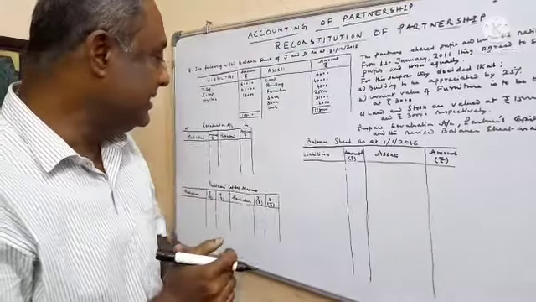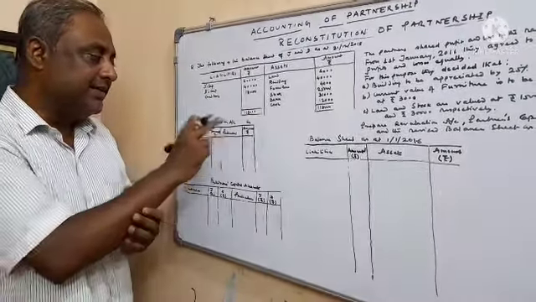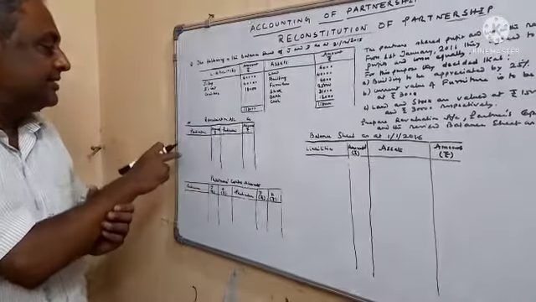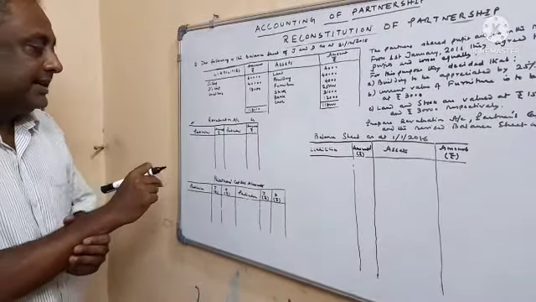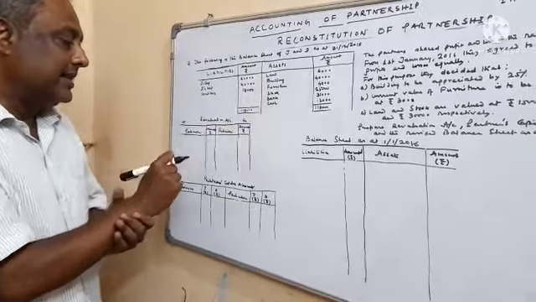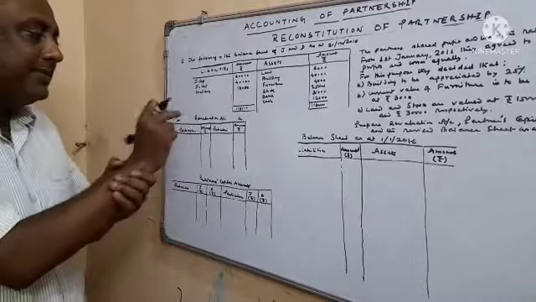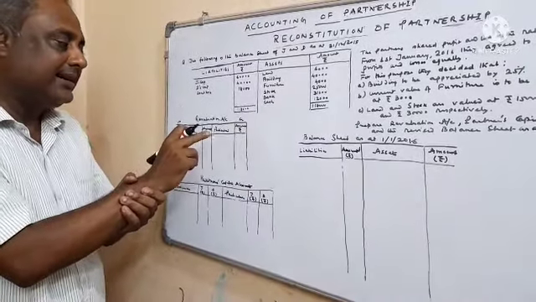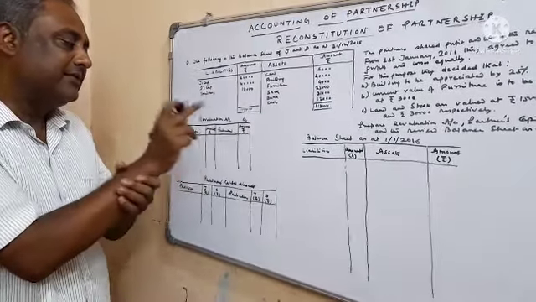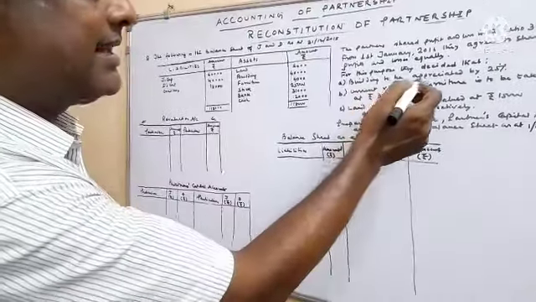If asset increases, which side we should record? We should record credit side. If the value of asset decreases, which side we should record? Debit side. If liability increases, that means that is my loss, which side I will record? Debit side. If liability decreases, that is my gain, which side I should record? Credit side.